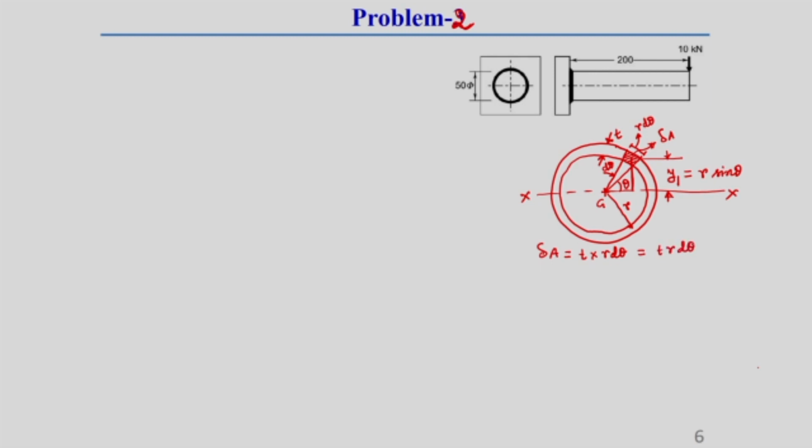Now, here we will first find out the small elemental area's moment of inertia about the x axis. Let this small elemental area's moment of inertia be delta Ixx. So, this will be equal to what? This small elemental area delta A into the square of the perpendicular distance of this small elemental area from this x axis. What is the perpendicular distance here? This perpendicular distance is y1 square.